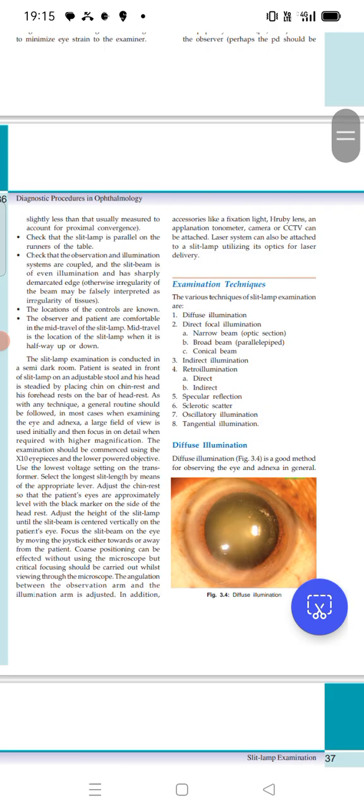So direct illumination is the most important part of slit lamp illumination. Then comes the indirect illumination. Then comes the retro illumination, which can be direct or indirect, which we'll discuss. Then come specular reflection, sclerotic scatter, oscillatory illumination, and tangential illumination.